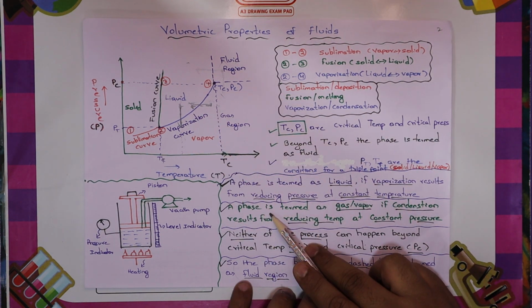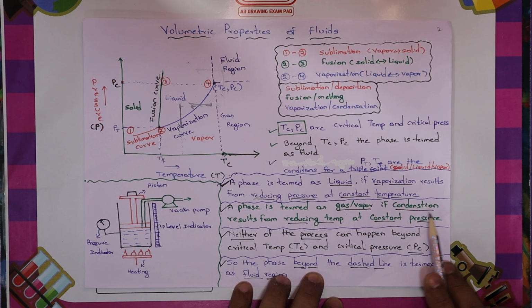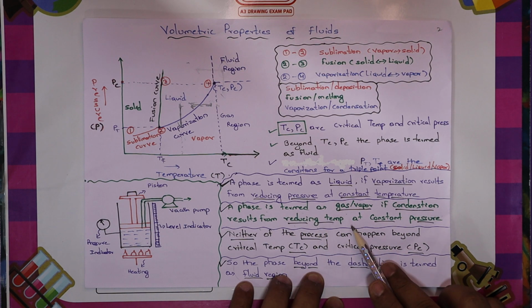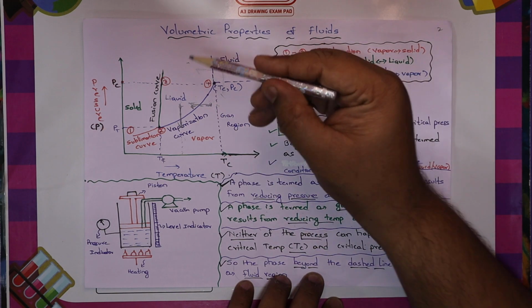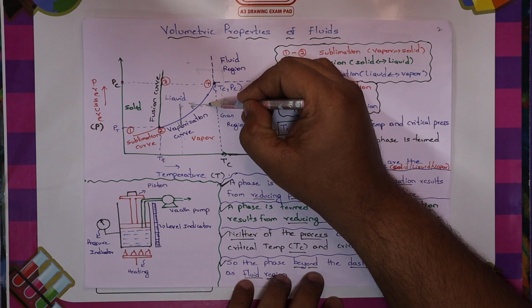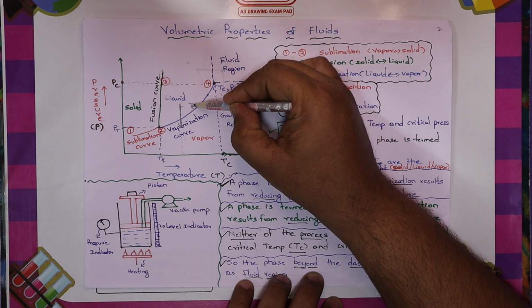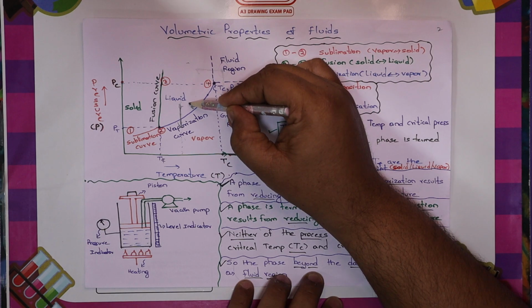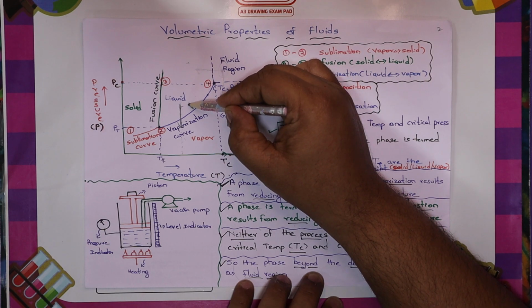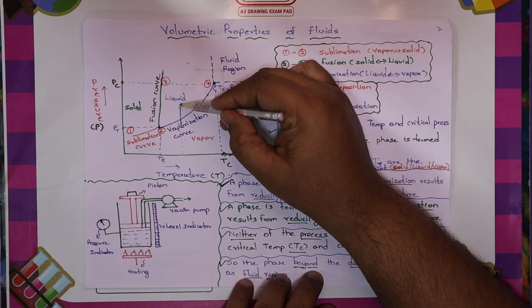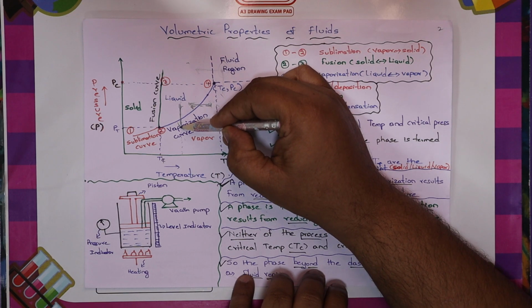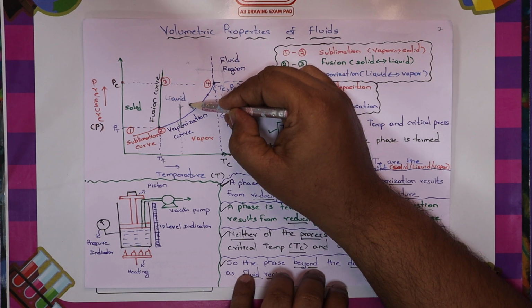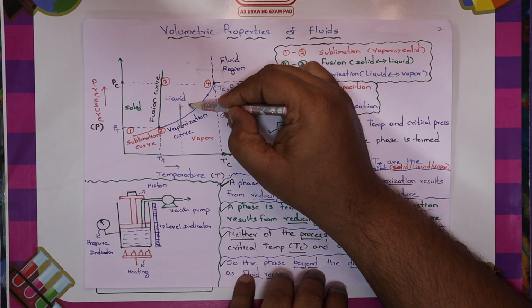Then the vapor phase: a phase is termed a vapor phase if condensation results from reducing the temperature at constant pressure. Let us say that on this side of the curve it is called the vapor phase, or gas phase. So if I reduce my temperature at constant pressure, this vapor will become a liquid beyond this particular curve. That means vapor and liquid have certain properties. If it is a vapor, I can make it a liquid by reducing the pressure and reducing the temperature.